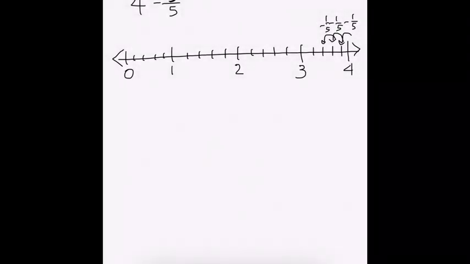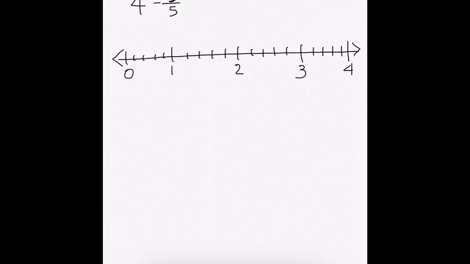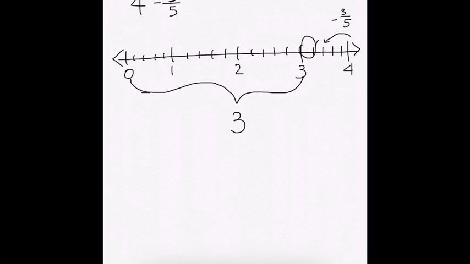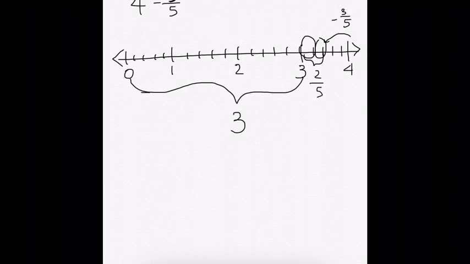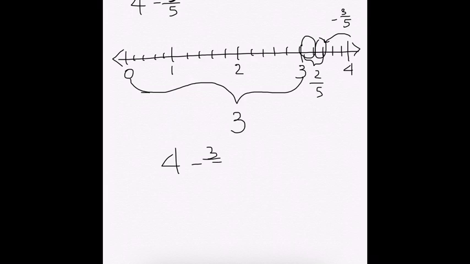Another thing I could do is take these away and just hop back: 1, 2, 3. I can just take my arrow, and this is minus 3/5. Now, as you can see, I still have 1, 2, 3 wholes, and then right here I still have 1/5, 2/5 left. So this would be 2/5. So again, 4 minus 3/5 equals 3 and 2/5.